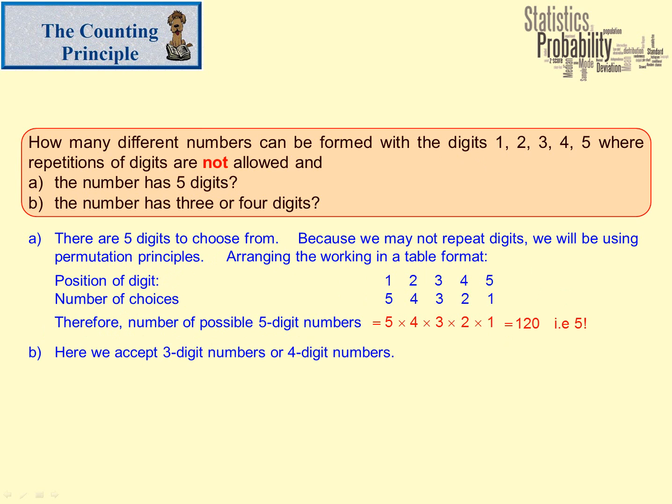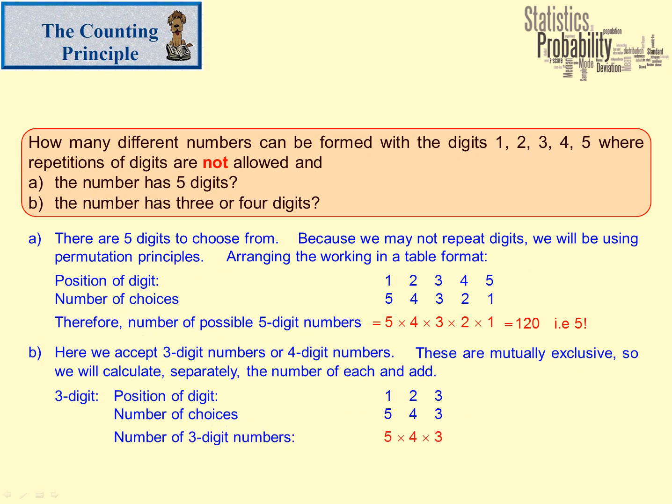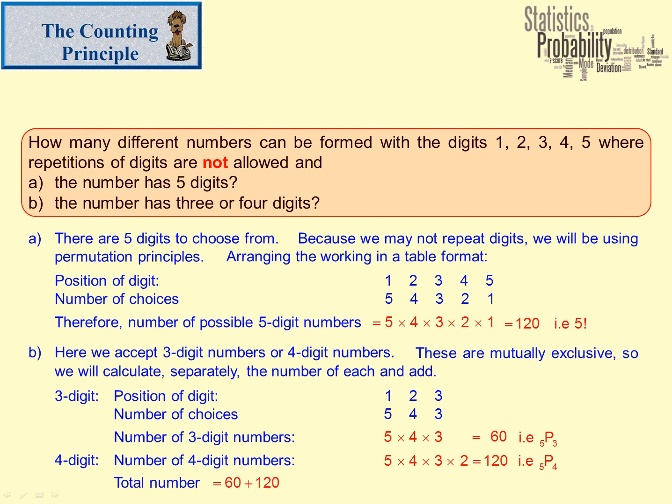3 or 4 digits, we're going to have to do it mutually exclusive again. So 3 digit, 3 places, 5, 4, 3. And that is 5P3. Notice 5P3, 5 factorial over 5 minus 3 factorial. 4 digit, 5, 4, 3, 2. And that's 5P4. And at the end, we add them together.